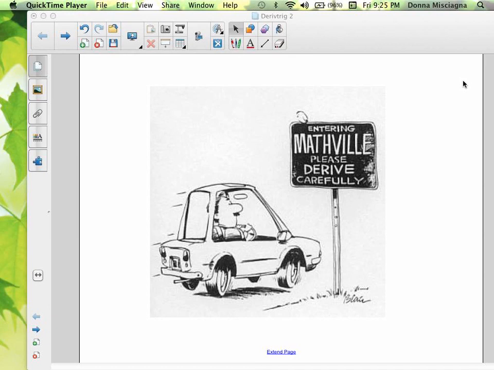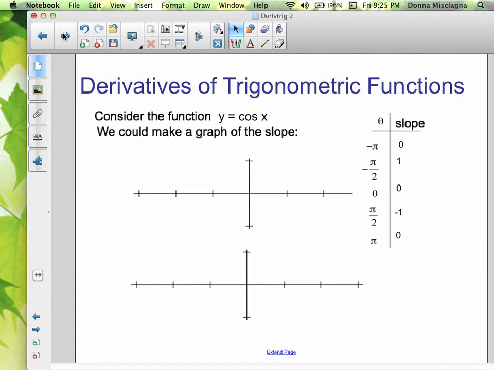All right, in this lesson, we're going to be learning the derivatives for two trig functions, sine and cosine. In the table of values there, those are not the values for y equals cosine x. Those are some slope values. But let's see that those are the right values by actually graphing cosine. So we're going to graph y equals cosine x down here at the bottom graph.